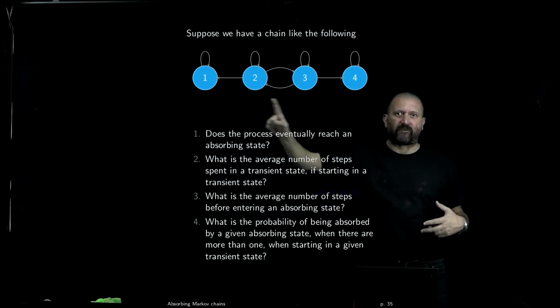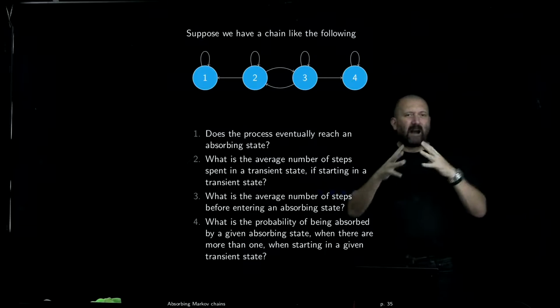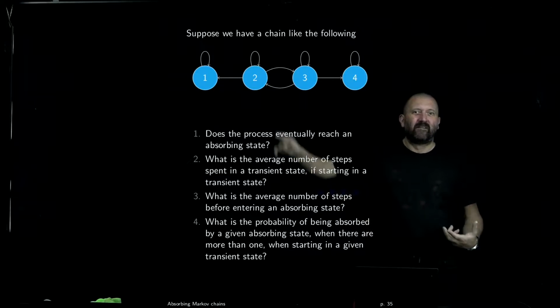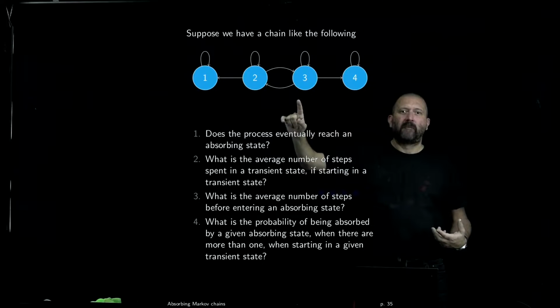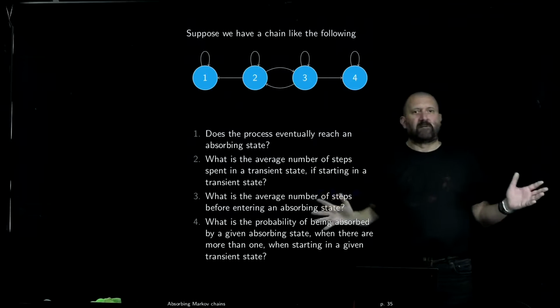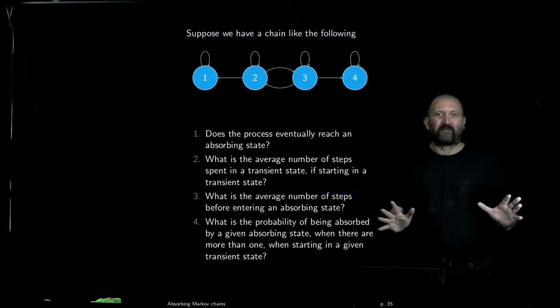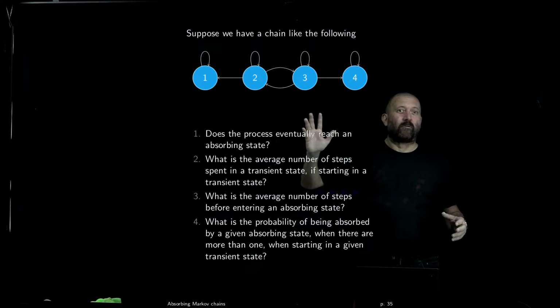So in this chain, the transient states are 2 and 3. Okay, how long? Number of steps is like a measure of time. So how long do I stay in one of those transient states if I start in one of the transient states? Because of course, if I start in an absorbing state, I remain there for all times. So that sort of closes the question. But if I stay here, how long am I going to stay here before I get absorbed?